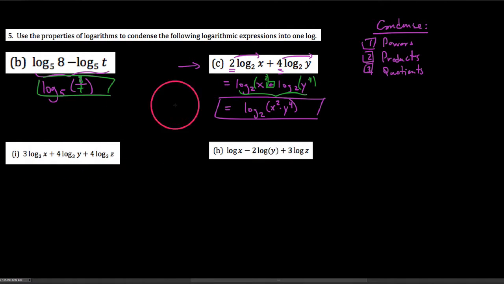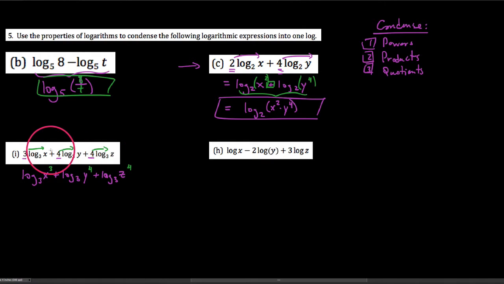So looking at letter I, kind of like letter C, except when we look at this here, we see we have three separate logs and some powers out in front. So, starting by using this order here, of course we would put the powers back. We would get log base 3 of x to the third power plus log base 3 of y to the fourth power plus log base 3 of z to the fourth power here. And so we've thrown all these powers back up on top of the arguments in the log.